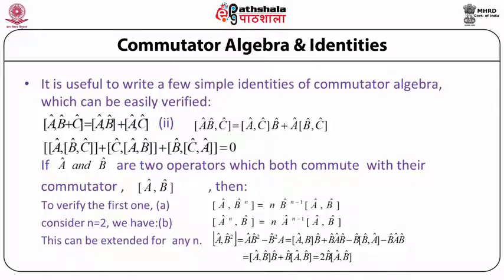both commute with their commutator, that is, commutator of operator A and operator B, then we can try and verify two identities. A, commutator of operator A with operator B to the power n is equal to n times operator B to the power n minus 1 times commutator of operator A with operator B. And second, commutator of operator A to the power n with operator B is equal to n times operator A to the power n minus 1 times commutator of operator A and operator B.